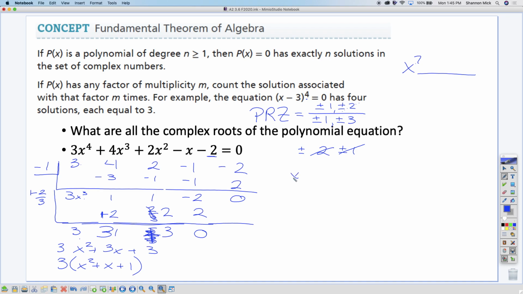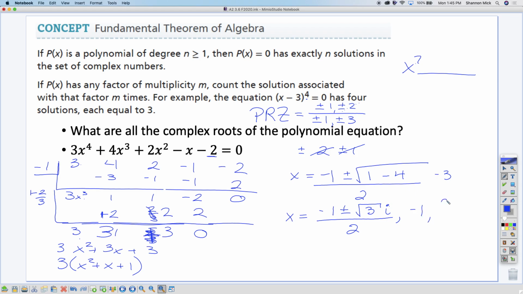Okay, so quadratic formula. Negative b tells me -1, plus or minus the square root of 1 minus 4, over 2. So this is all -3. So I get x equals -1 plus or minus the square root of 3i over 2, and -1 and 2/3. So those are my answers.